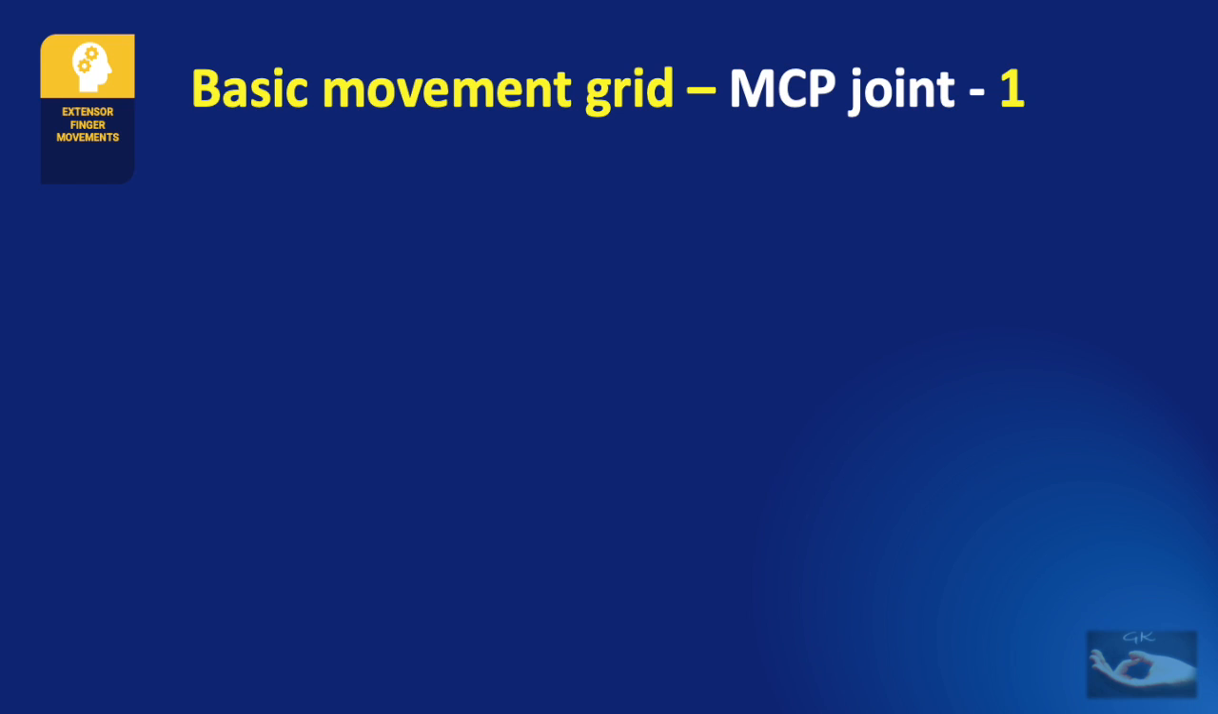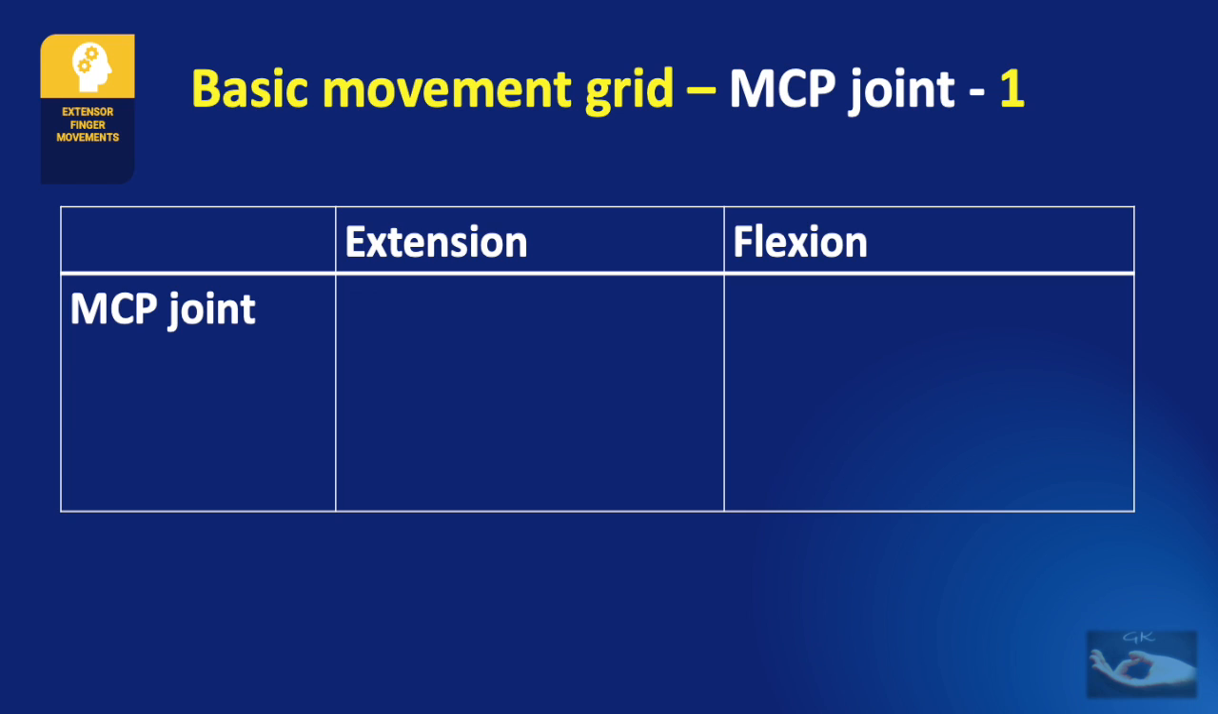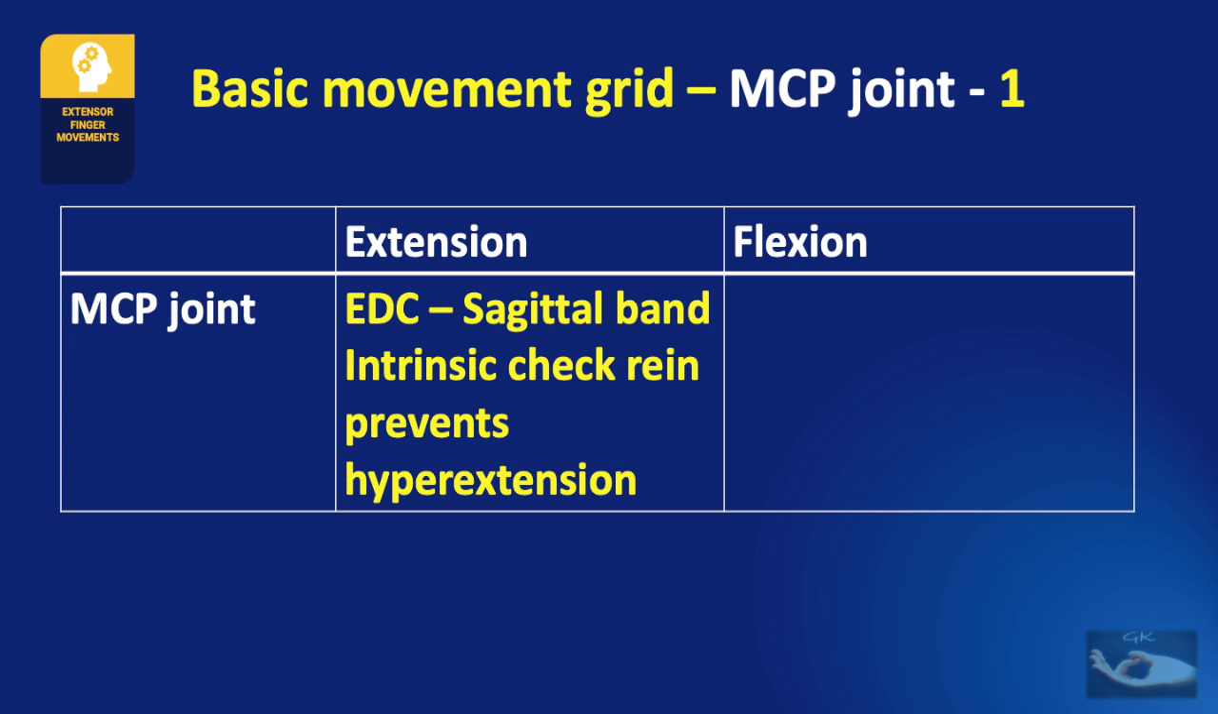As far as flexion and extension of the metacarpophalangeal joint are concerned, extension is caused by the extensor digitorum communis and of course the EIP and EDM as we have seen through the sagittal band. The intrinsic check rein prevents hyperextension. Flexion is caused primarily by the interossei, less by the lumbricals and least by the FDS and FDP, which can act only after a tenodesis of the PIP and DIP joints.